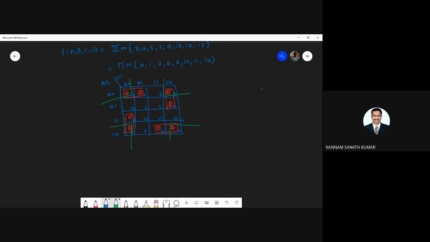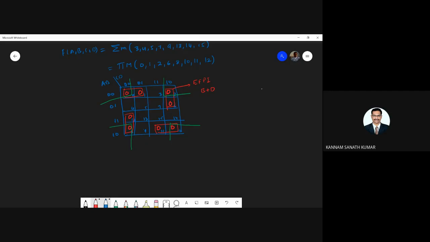So what is this one? This is nothing but EFP, that means essential false prime implicant. The prime implicant which covers at least one zero which is not covered by any other prime implicant, we call as the essential false prime implicant. So if you write these prime implicants, you are getting B plus D.